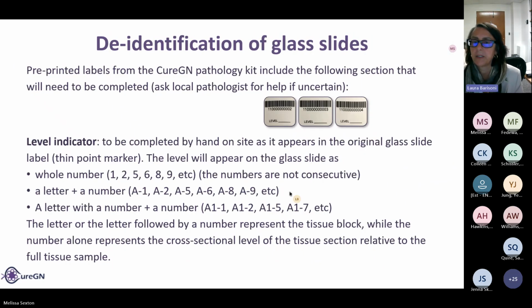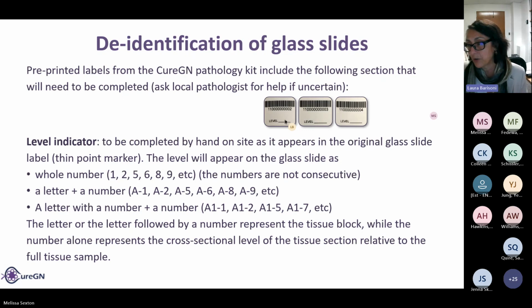So, de-identification. You will have received the printed labels from the CureGN pathology kit. It has a barcode on top and then an area here to put the level. What is the level? If you have the paraffin block, you cut multiple levels in the block. You stain H&E, PAS, trichrome, silver, H&E, PAS, trichrome, silver. You want to label level 1, level 2, level 5.